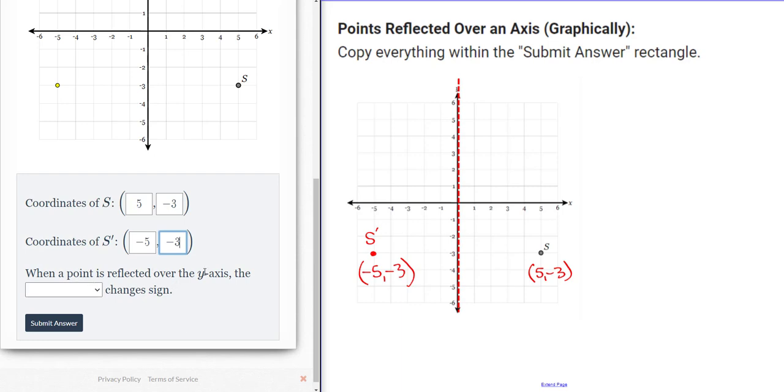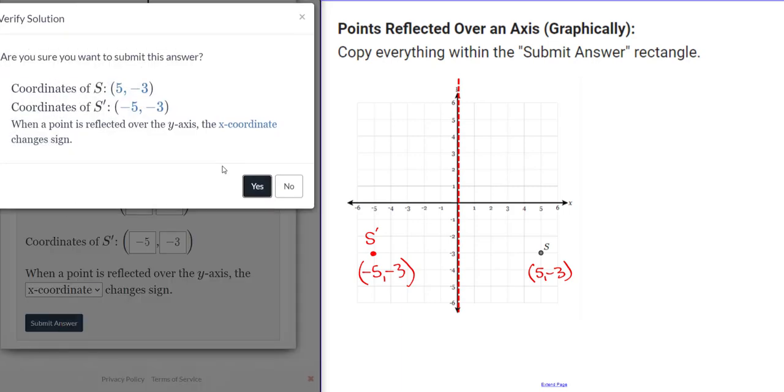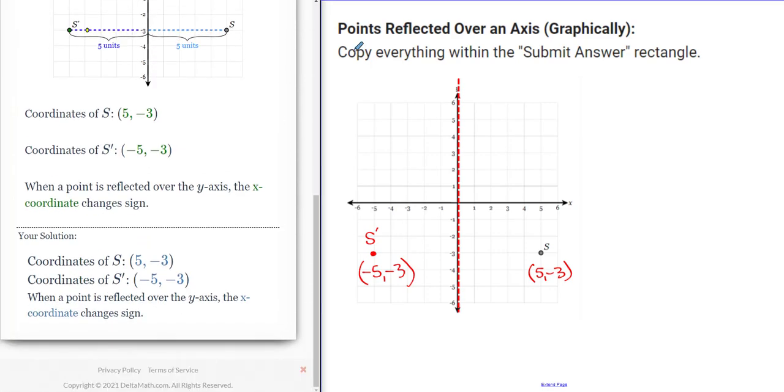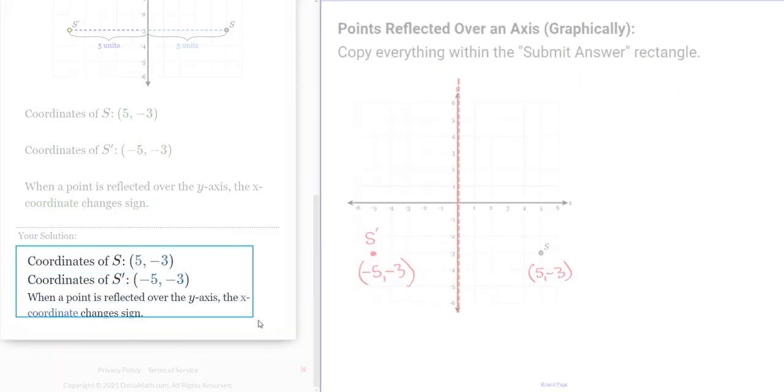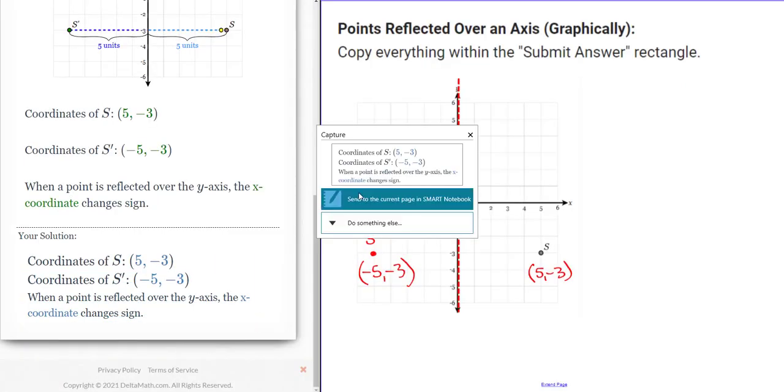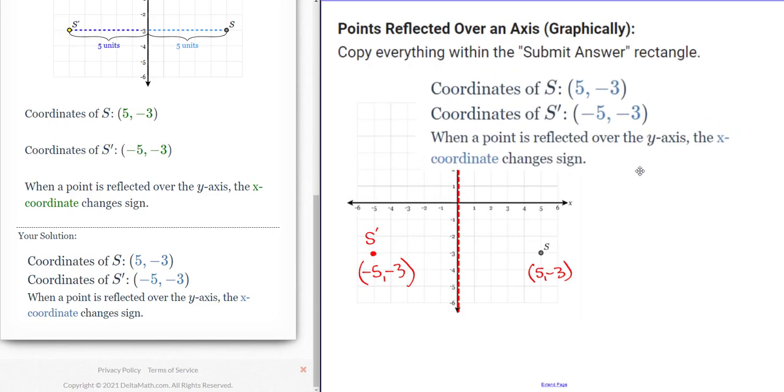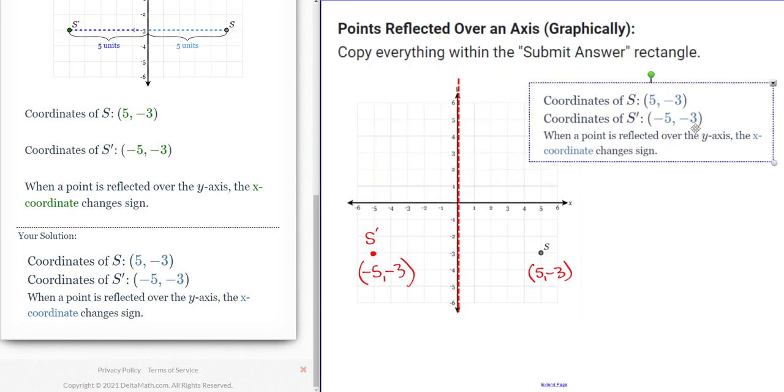Okay, when a point is reflected across the y-axis, let's take a look over here. -5, -3, 5, -3. So it looks like the y values stayed the same, so the x value is different. When a point is reflected across the y-axis, the x coordinate changes sign. And then we'll copy what was in the text box. I've got this little copy feature, and this is what you should be copying on your sheet as justification for your work. So I'm going to resize that, and we'll box it. Again, get into the habit of boxing your final answer, and that's pretty much it.